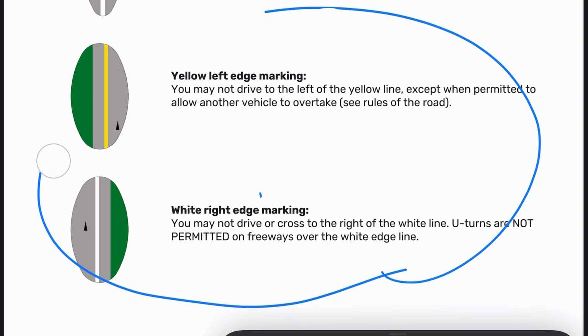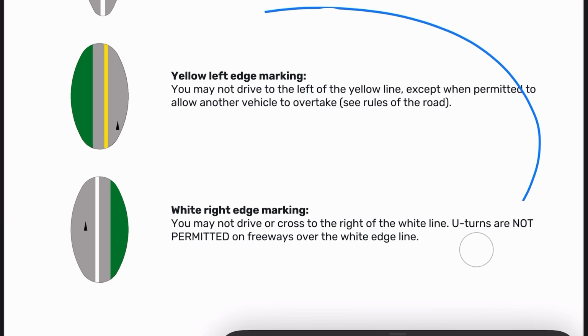Okay, but simply, the yellow left edge marking is normally called the shoulder of the road, the shoulder. So you are not allowed to drive on the yellow line, except when you want to allow another vehicle to overtake, not when you want to overtake. Hey, you don't drive on the yellow line to overtake. Don't say you were taught by Mr. Fogg that it was a mistake.